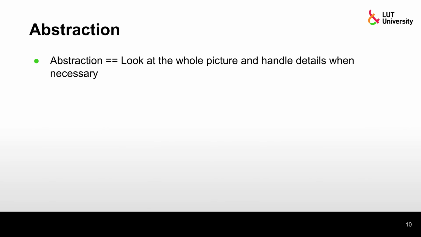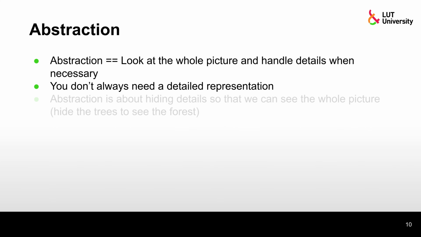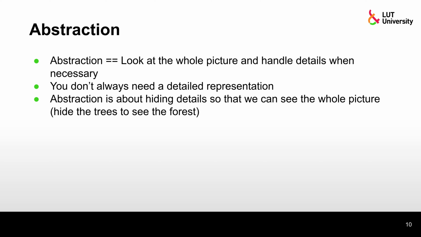So this is abstraction. We look at the whole picture and handle details only when necessary, when we are drawing a class diagram, for example. You don't always need a detailed representation to understand how a program works. We don't need to see 50,000 lines of code. We can see the user interface, class diagrams and a few methods, and then we understand how the program is working at the least abstract level. So abstraction is about hiding details so that we can see the whole picture. We basically hide the trees so that we can see the forest, which is more important when we want to see how everything is working.